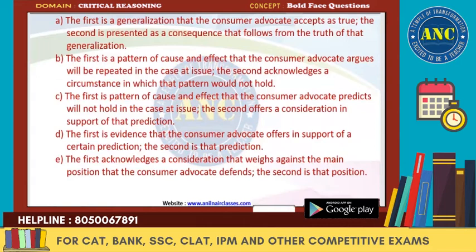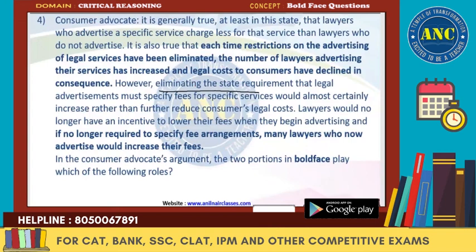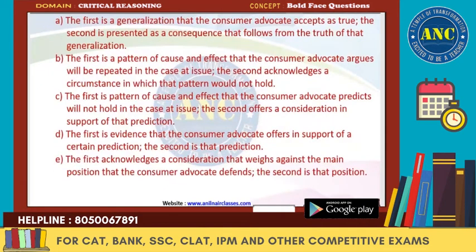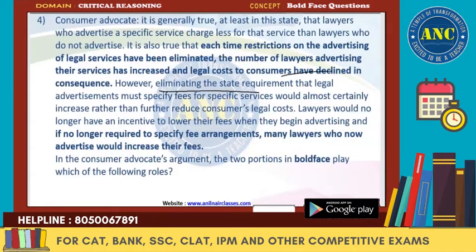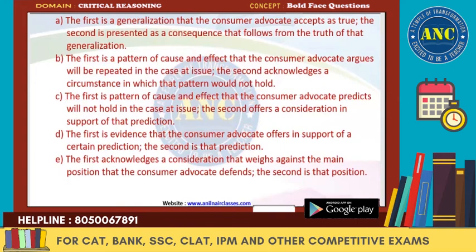Option B: the first is a pattern of cause and effect that the consumer advocate argues will be repeated in the case at issue. The second acknowledges a circumstance in which that pattern would not hold. Now, although the first boldface portion presents a pattern of cause and effect, the advocate's prediction is that in this case that pattern will not hold. Hence, the role of the first boldface is incorrectly described.